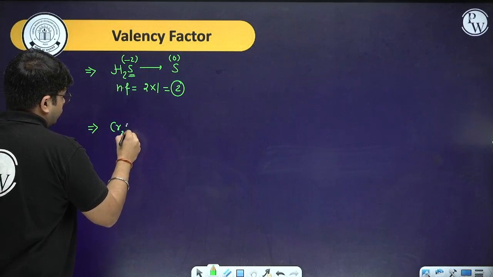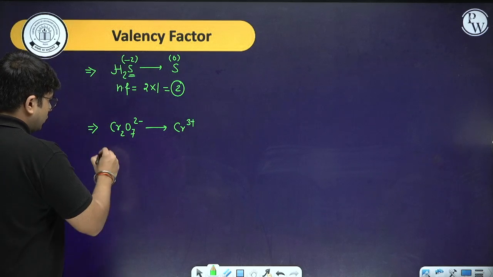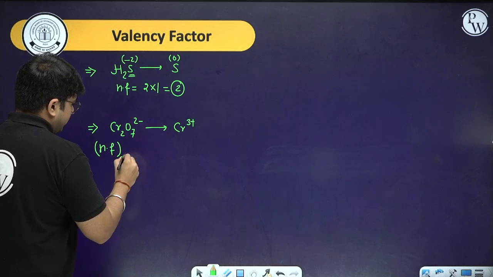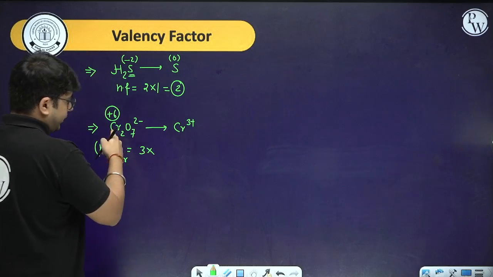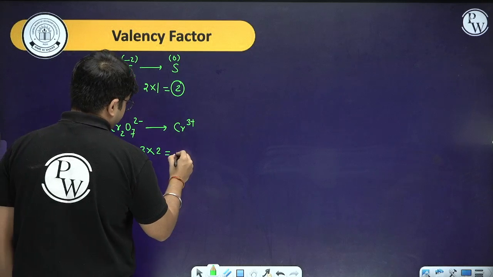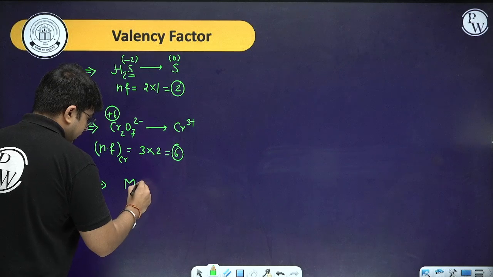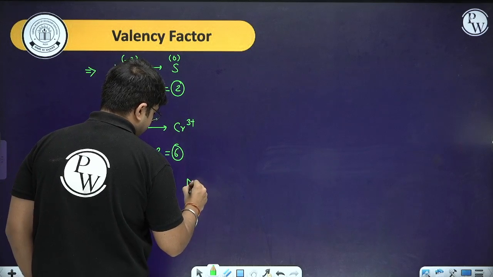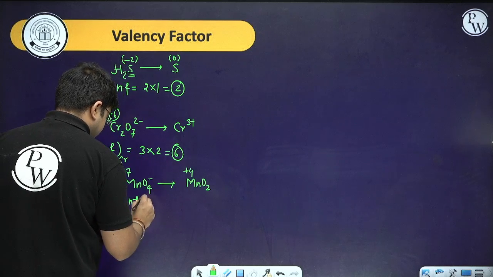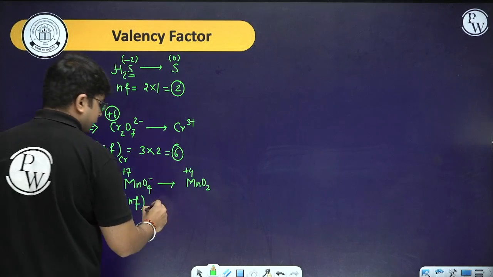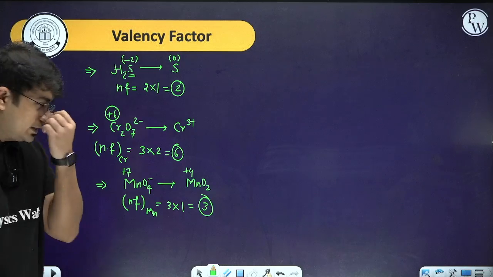Let's say I have Cr2O7 2-, and it is converting into Cr3+. If I talk about the n factor of chromium, that will be +6 to +3. The change is 3, multiplied by 2 atoms of chromium in 1 mole, so that will be 6. If I say that I have MnO4-, it is converting into MnO2. So Mn is in +7, it goes to +4. The n factor of Mn will be change of 3 multiplied by 1, so n factor will be 3 in this particular case, and that's how you can deal with the n factor calculation.